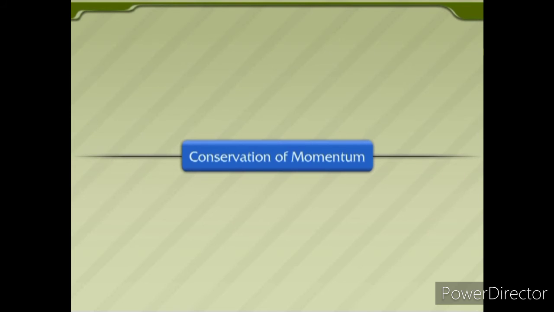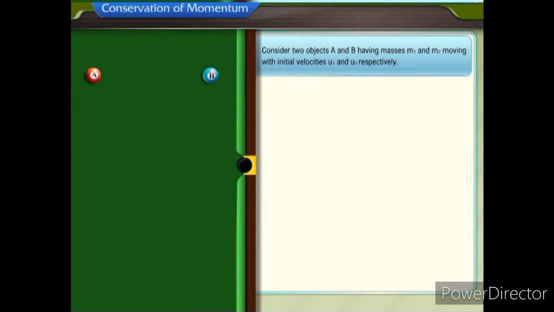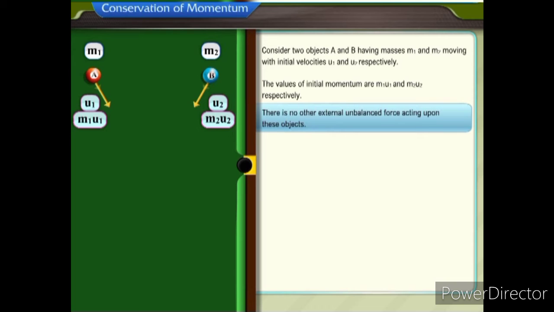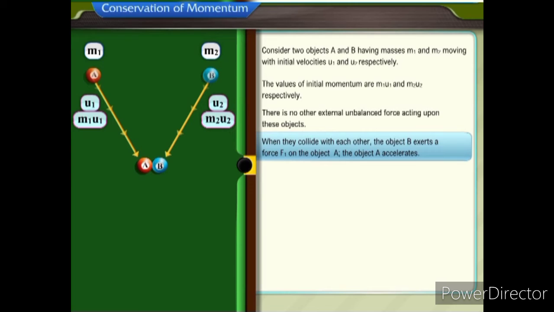Conservation of momentum. Consider two objects, A and B, having masses m1 and m2, moving with initial velocities u1 and u2 respectively. The values of initial momentum are m1 u1 and m2 u2 respectively. There is no other external unbalanced force acting upon these objects. When they collide with each other, the object B exerts a force F1 on the object A.